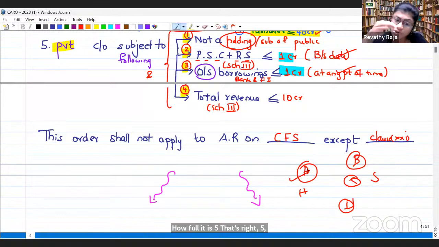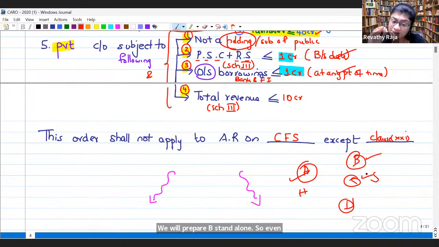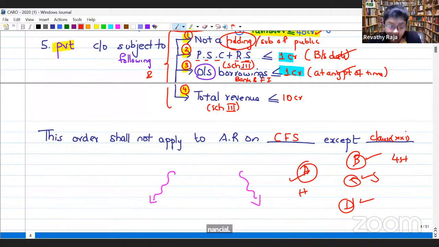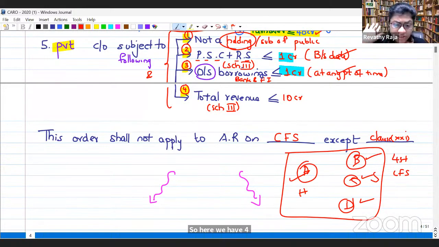A will prepare its own standalone financials. B will prepare B standalone. C will prepare C standalone. D will prepare D standalone. Standalone means their own financials. So 4 standalone plus, A, the parent, will prepare group financials. That group financial is called CFS. So here we have 4 standalone and 1 CFS, 5 sets.